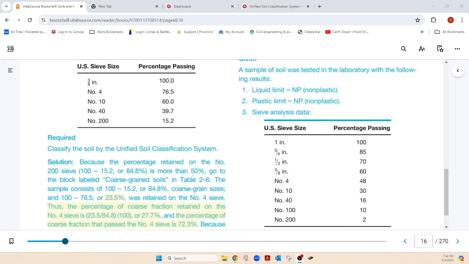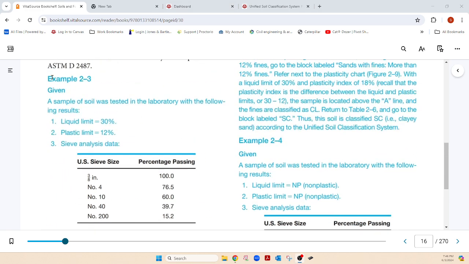I put together between the book and some notes I took. I made it through a classification for practice of the unified soil classification system, and I do want to go through that with you if we can keep from getting lost. So let's go back. This is example 2.3. I think it's on page 16 of your textbook.